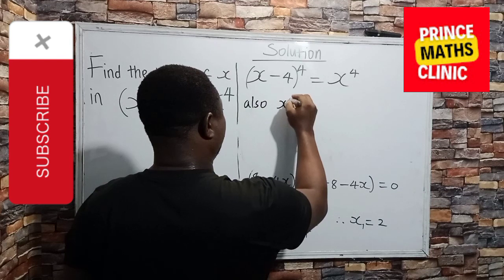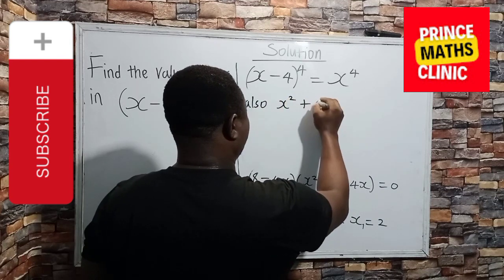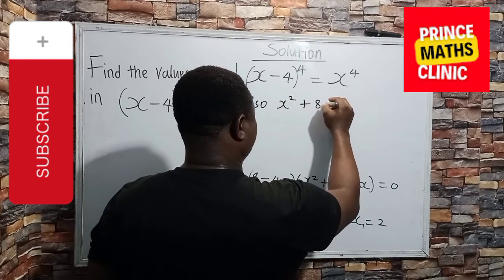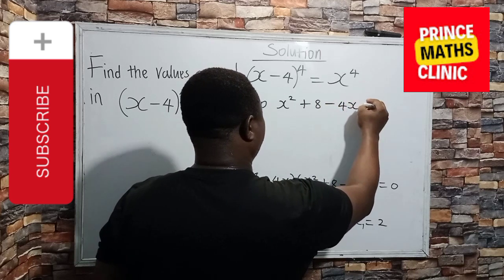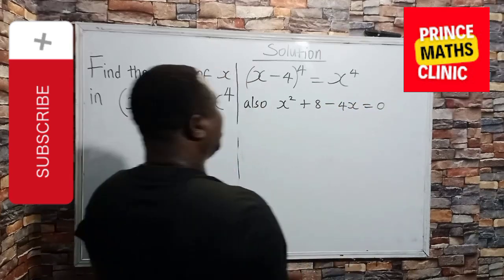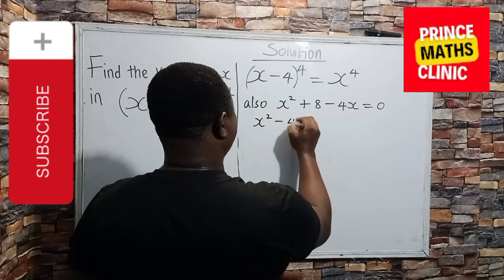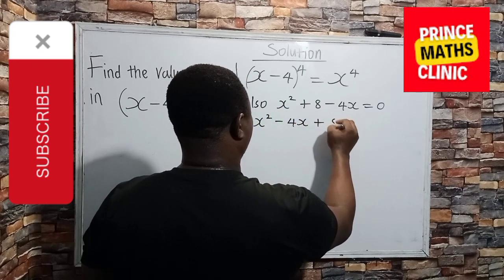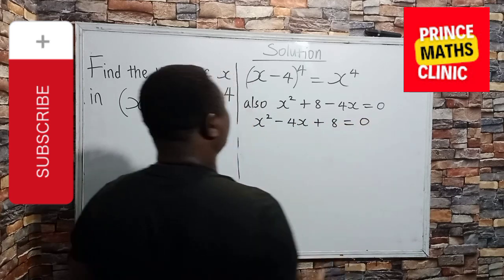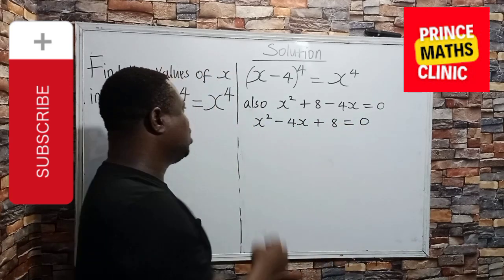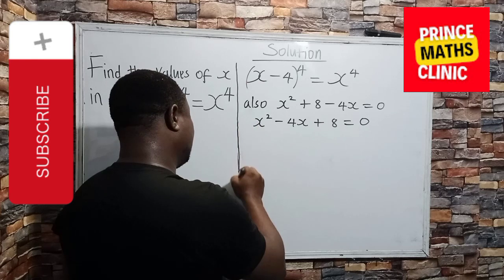Also, x squared plus 8 minus 4x equal to 0. Let's rearrange this. This will become x squared minus 4x plus 8 equal to 0. Now let us check to see if we can factorize this.